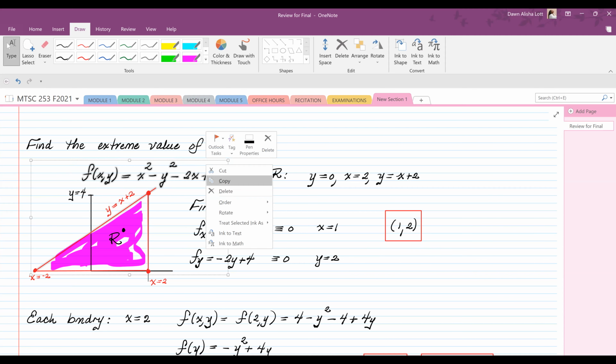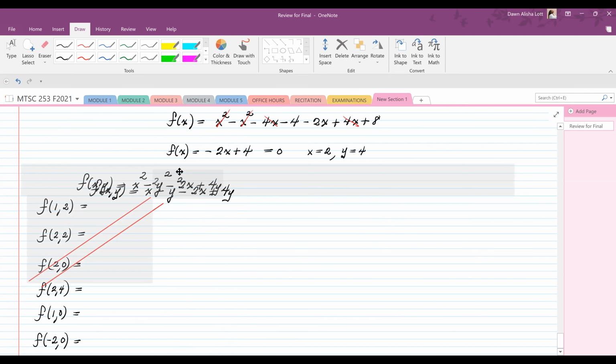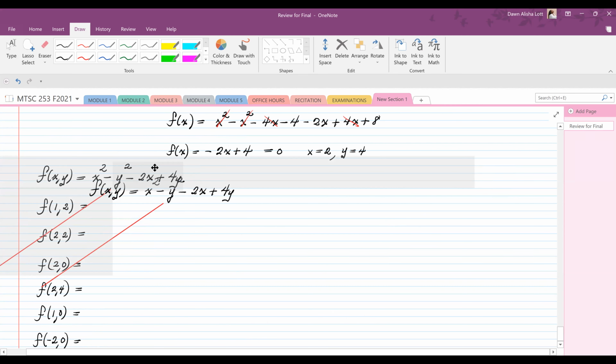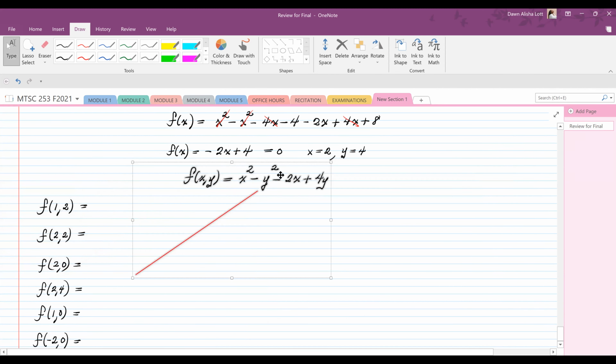Girl, that's a little bit of OCD going on right there. Oh, it caught the line too. Are you kidding me? I don't want that red line. Crap. Okay, I'll erase it now. Okay.